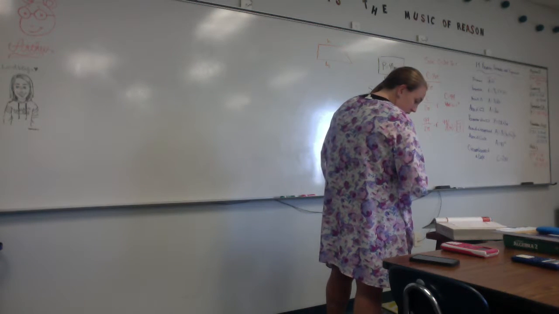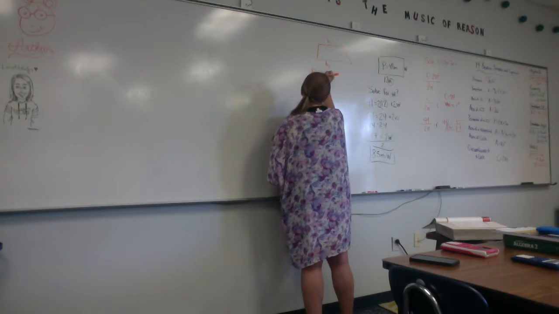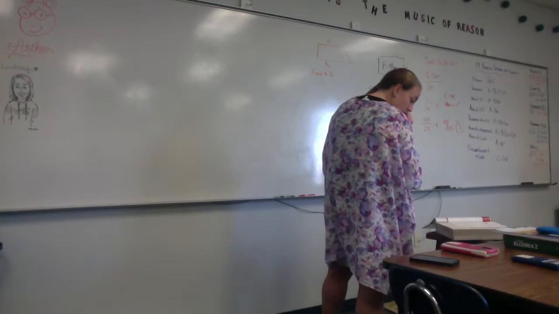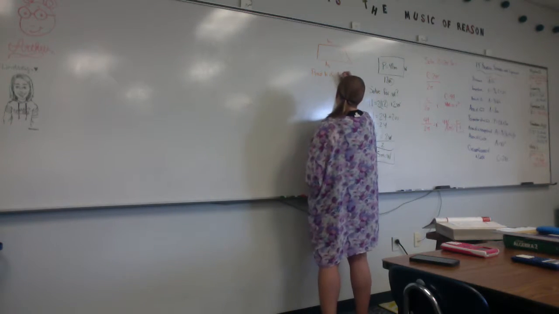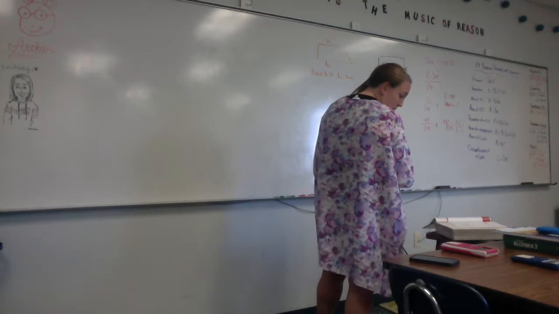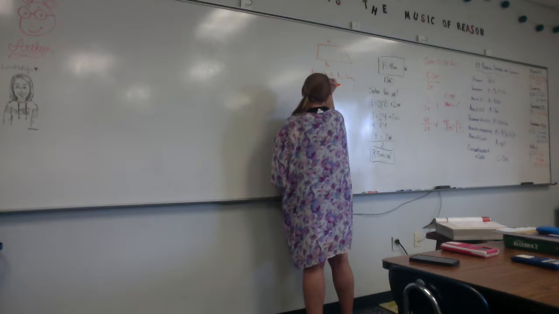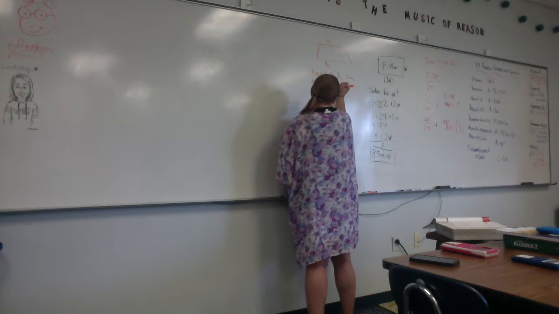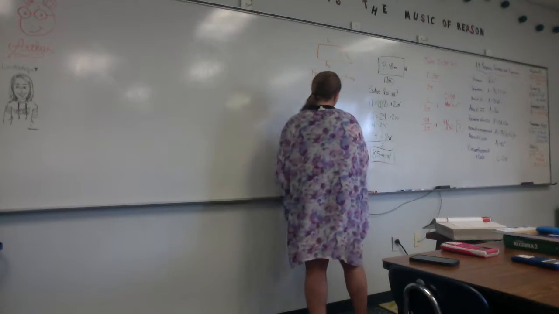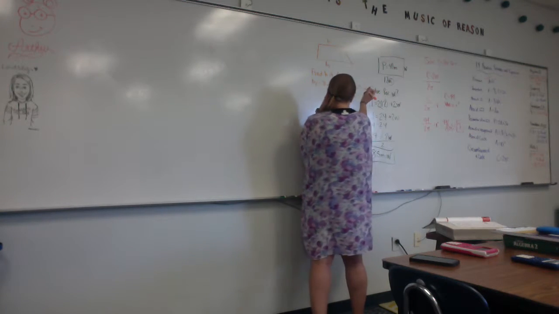And it says, find H if B1 equals 6 inches, B2 equals 8 inches, and the area equals 70 inches squared. So how do I set that up?